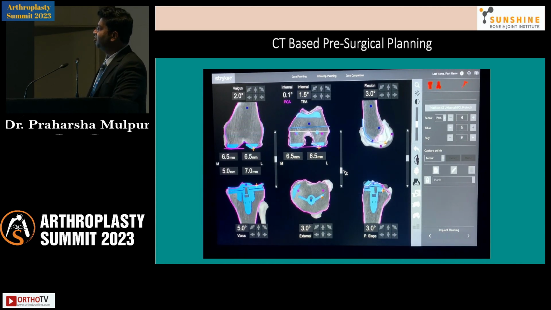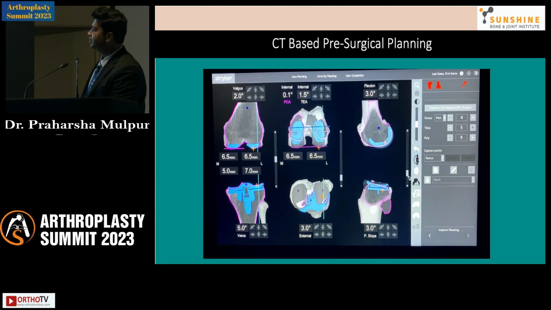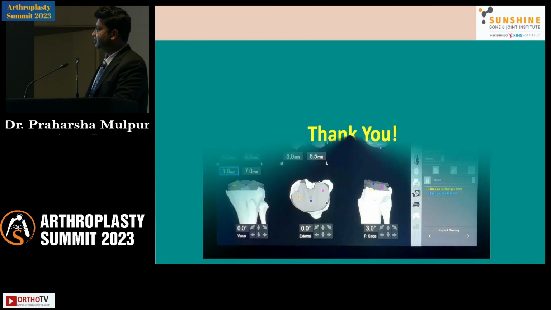You have a detail of how you're matching the anterior cortex of the femur to restore the anterior offset. And as you scroll through the CT scan, it is possible to understand how you have restored your posterior condylar offset also. So with this, we can hand over to the theater and go ahead with the live surgery based on this.